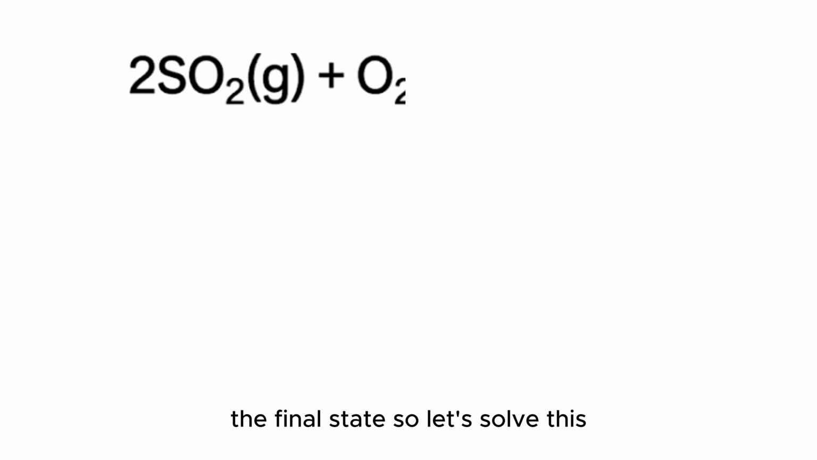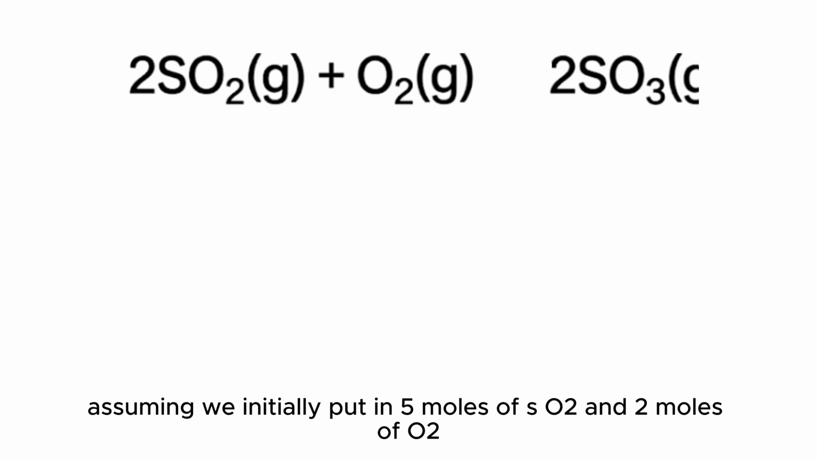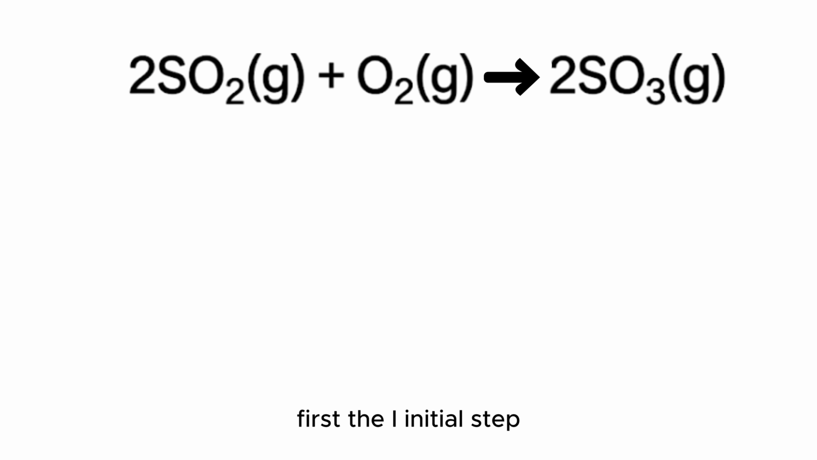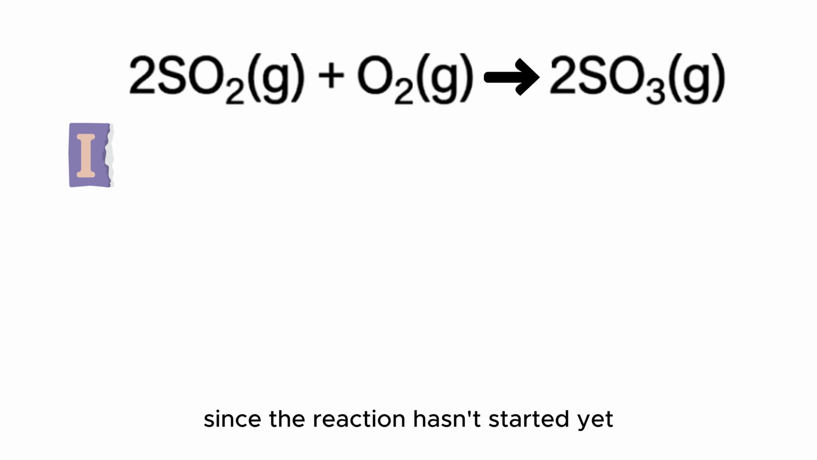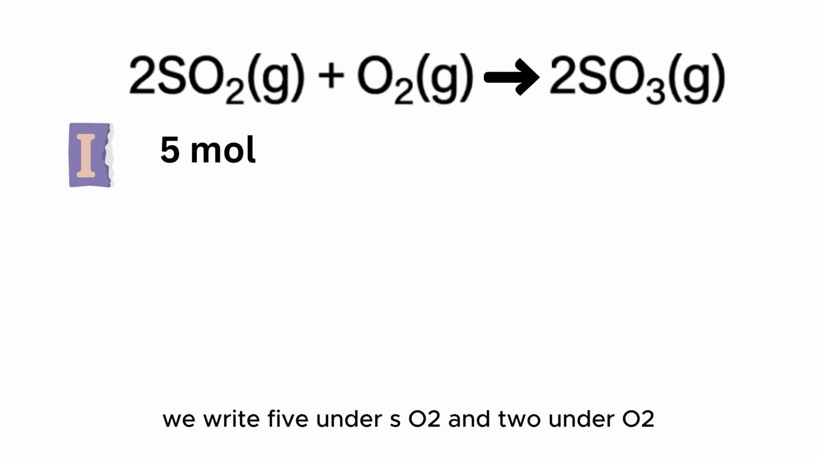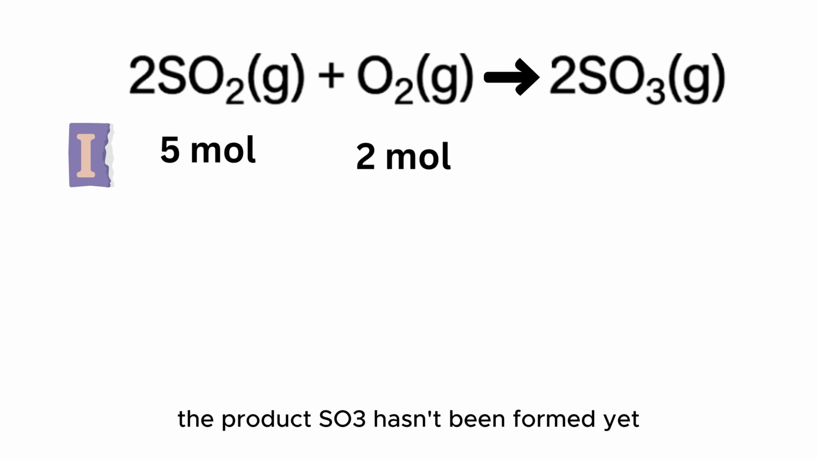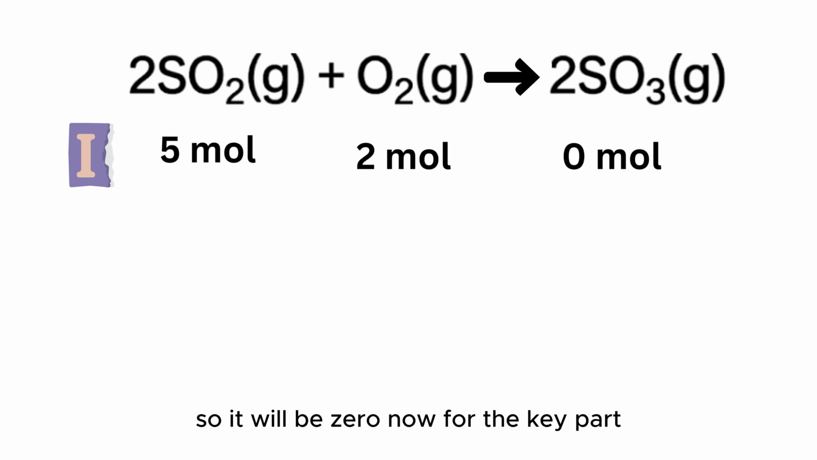So, let's solve this assuming we initially put in 5 moles of SO2 and 2 moles of O2. First, the I, initial step. Since the reaction hasn't started yet, we write 5 under SO2 and 2 under O2. The product, SO3, hasn't been formed yet, so it will be 0.